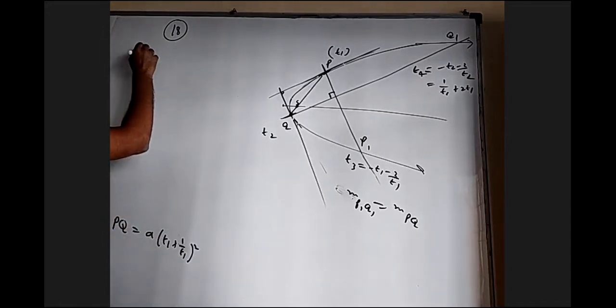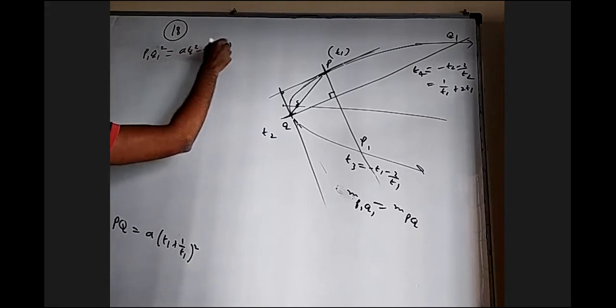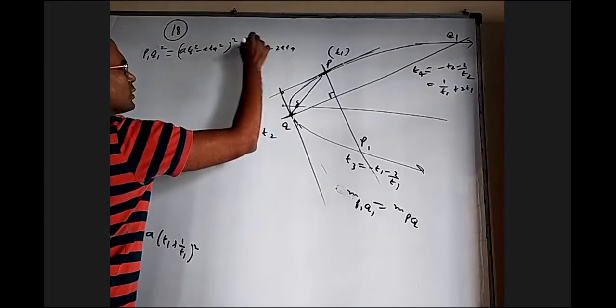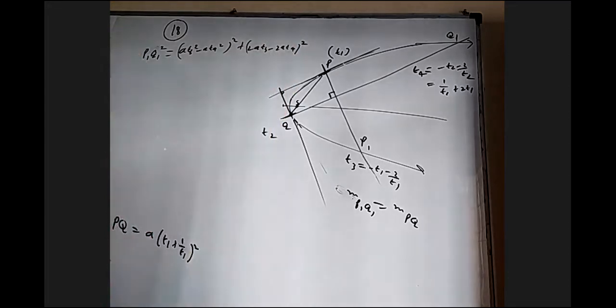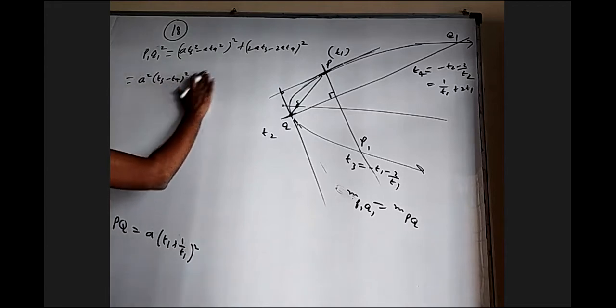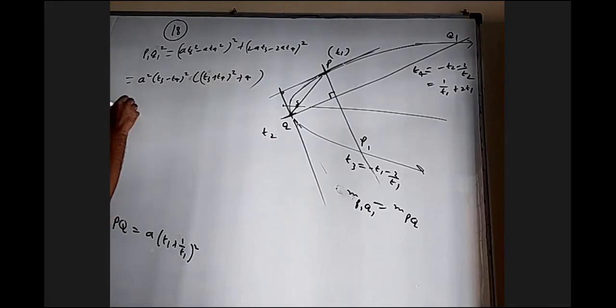Okay, I want to find the P1Q1 length normally. P1Q1 square is (at3 squared minus at4 squared) whole square plus (2at3 minus 2at4) whole square. I can take a square common, (t3 minus t4) whole square common. It will come (t3 plus t4) whole square plus 4a square.